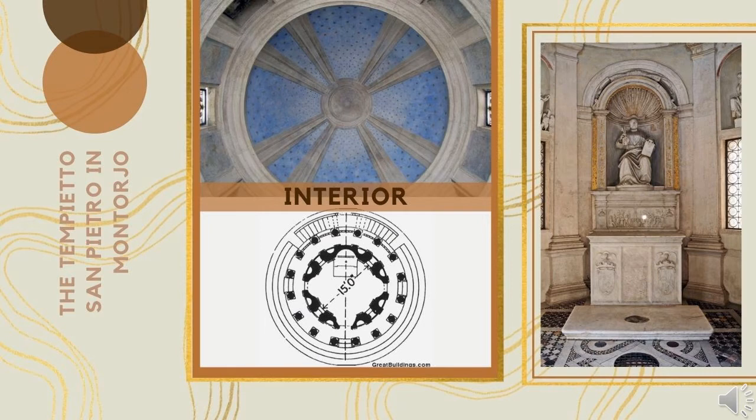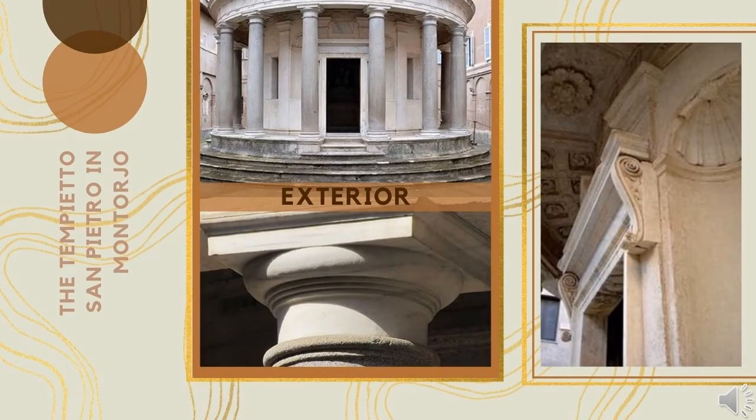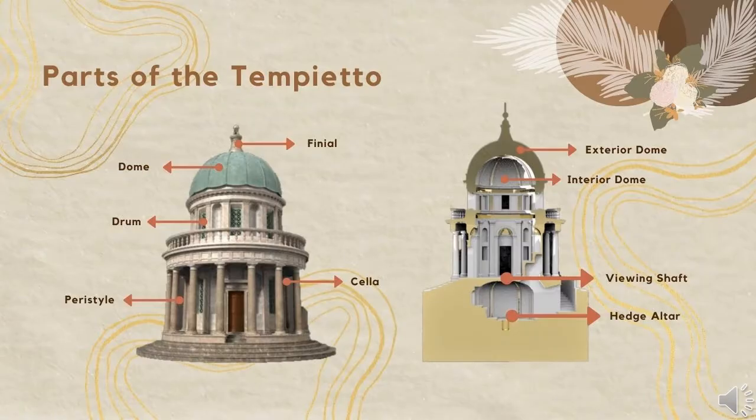This is the interior of the Tempietto San Pietro in Montorio. Also, this is the exterior of the Tempietto of San Pietro in Montorio. Parts of the Tempietto: you can see here in the left picture, the circular green one is the dome, and the upper part of this is the finial. It also has a drum, peristyle, and cella. In the right picture, you can see the interior dome, the viewing shaft, and the high altar.